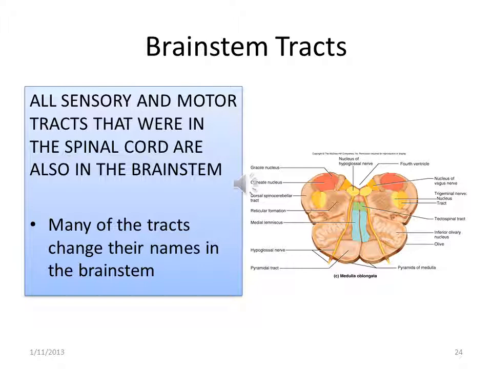I've described for you the major nuclei found in the 3 sections of the brainstem. And the other thing to know about the brainstem is that all of the sensory and motor tracts that were in the spinal cord are also found here in the brainstem. Unfortunately, many of them changed their names in the brainstem.